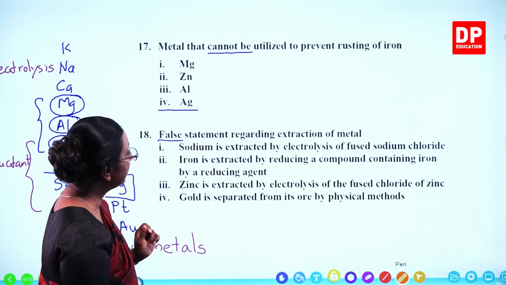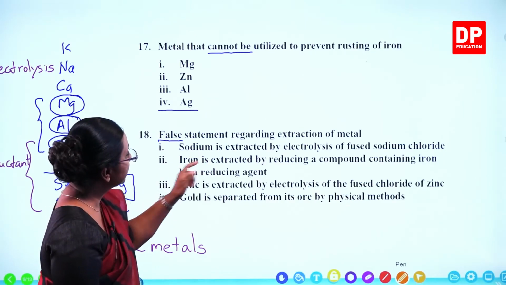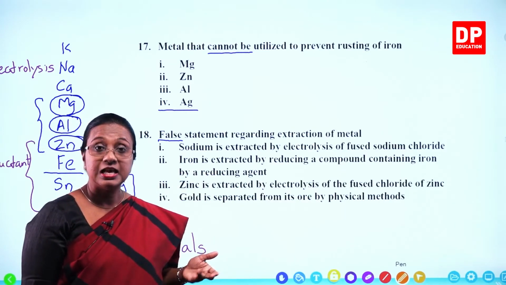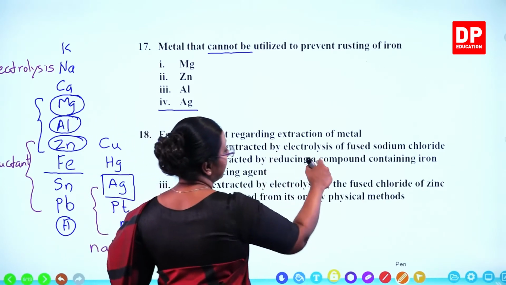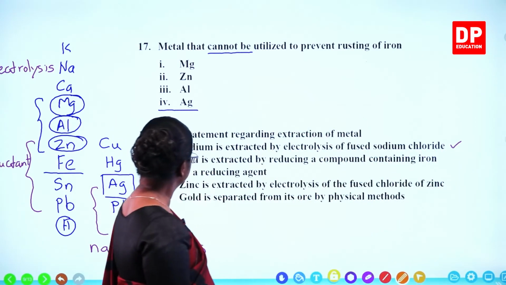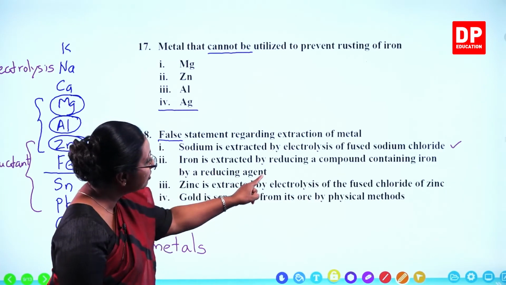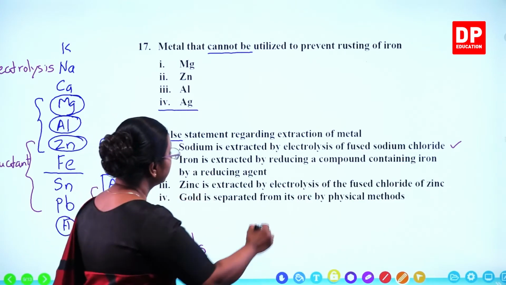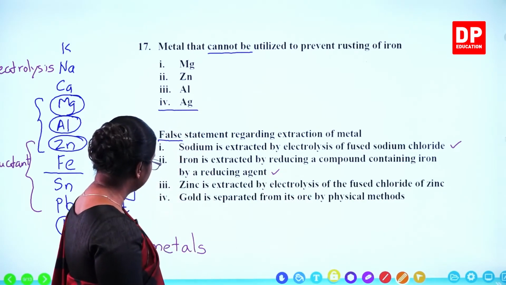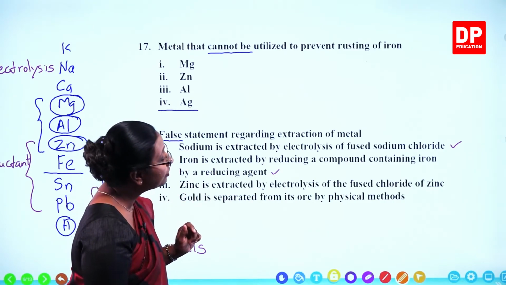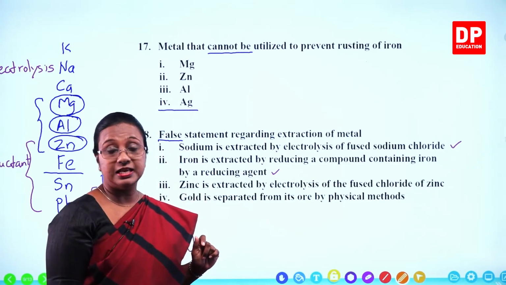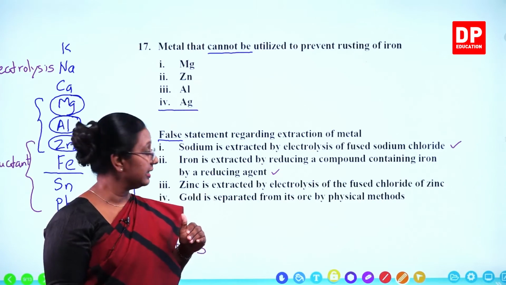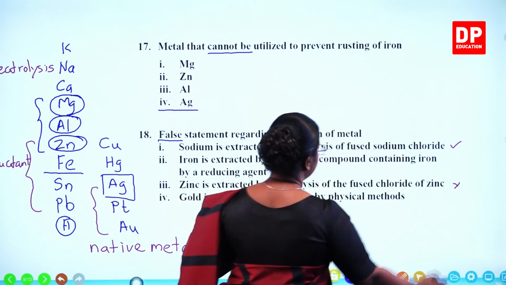False statement regarding extraction of metal. Sodium is extracted by electrolysis of fused sodium chloride. Yes, highly reactive elements are extracted by electrolysis. Iron is extracted by reducing a compound containing iron by a reducing agent. That is also correct. Moderately reactive metal. Zinc is extracted by electrolysis of the fused chloride of zinc. No, zinc is also moderately reactive. It is just above iron in the activity series. So this is incorrect.